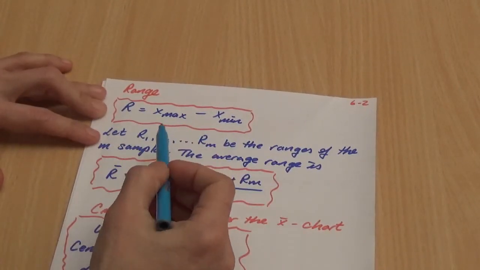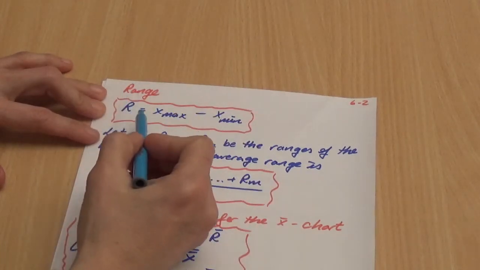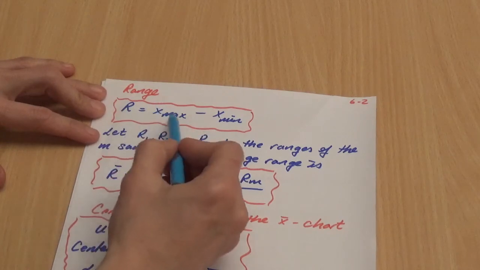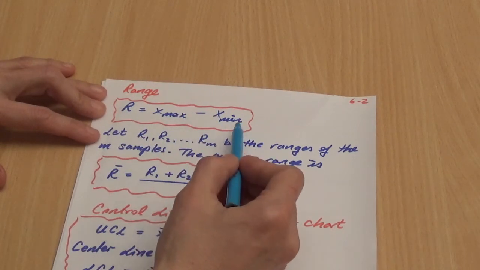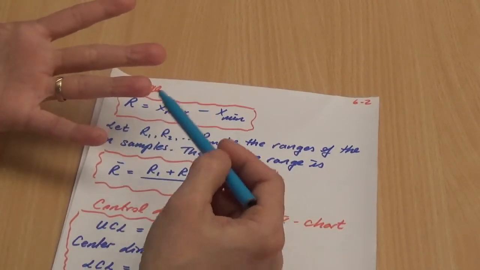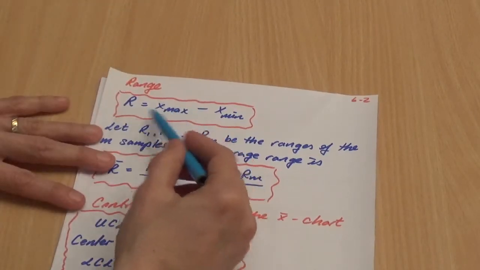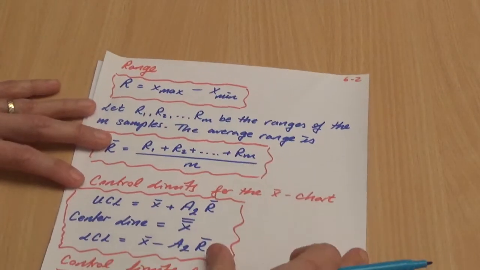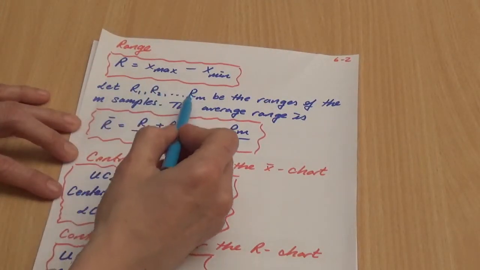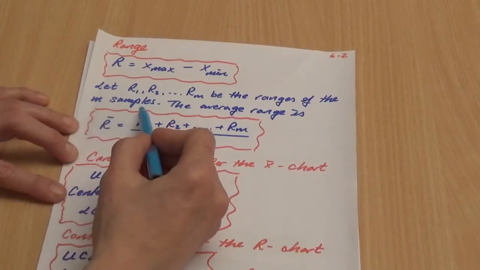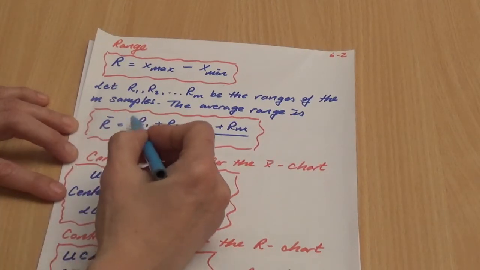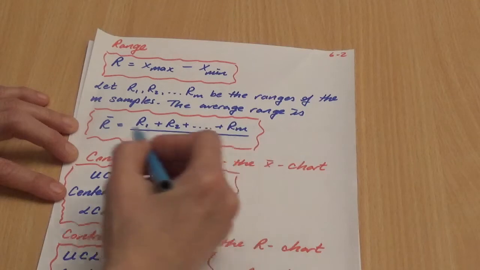What is range? Let's say we have taken 5 samples. From those samples, R is X maximum minus X minimum. So out of 5 numbers, we take the maximum number and subtract the minimum number from the maximum number. That will give the range of that sample. Let R1, R2 and Rm be the ranges of the m samples. The average range is R bar, which is R1 plus R2 going to Rm all over m.